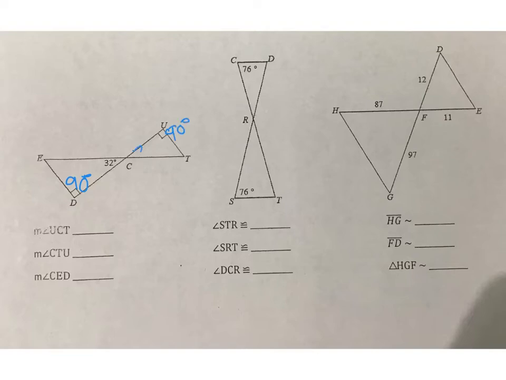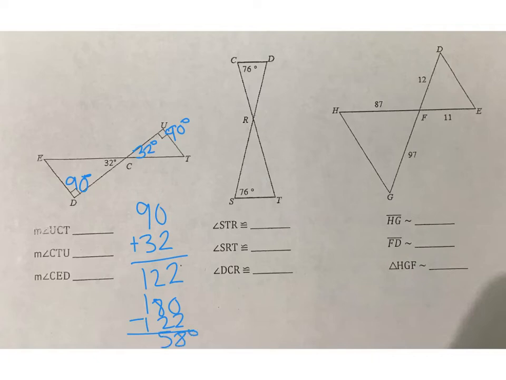So across here is going to also be 32 degrees. So hopefully you remember this. We'll talk a little bit more about this later. To find the third missing angle, all 3 angles in a triangle add up to 180 degrees. So if I have 90 plus 32, that gives me 122. So then 180 minus 122 gives me 58 degrees. Okay, so that's our other one.